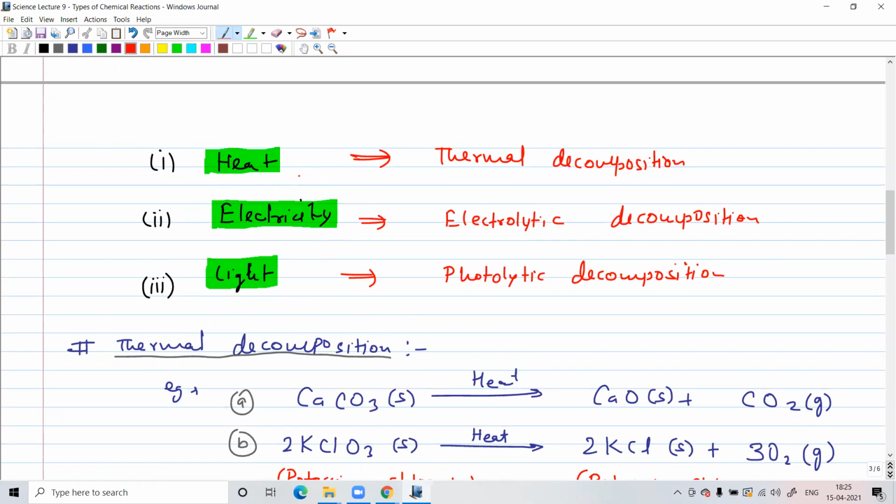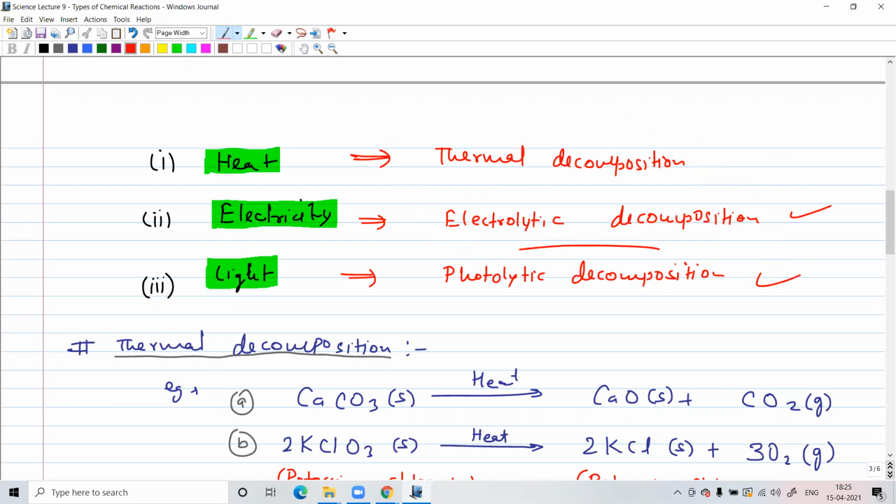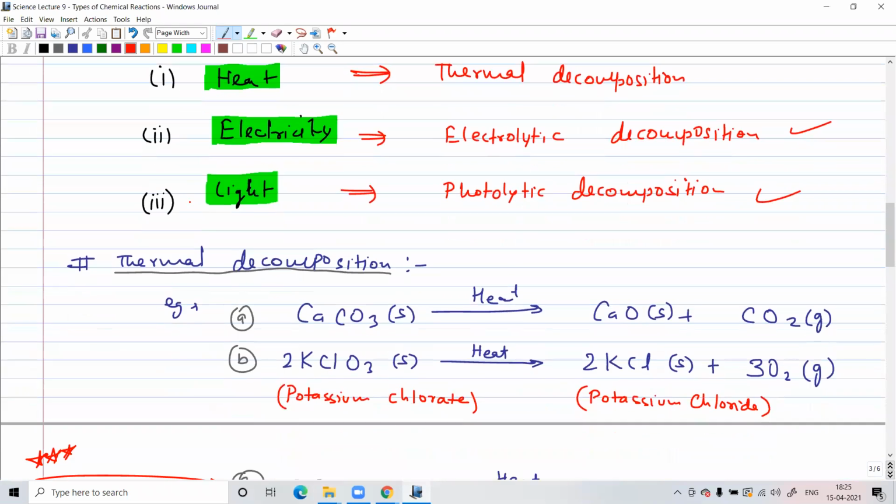And depending on which one we are doing, it can be given these three names. If we are breaking down some compound or decomposing something with heat, we'll call that reaction a thermal decomposition reaction. If we are using electricity, we'll call it electrolytic decomposition. Or if we are breaking it down with light, we can call it photolytic. So it's not like an option. We can't use any of them for all these reactions. It depends on the compound.